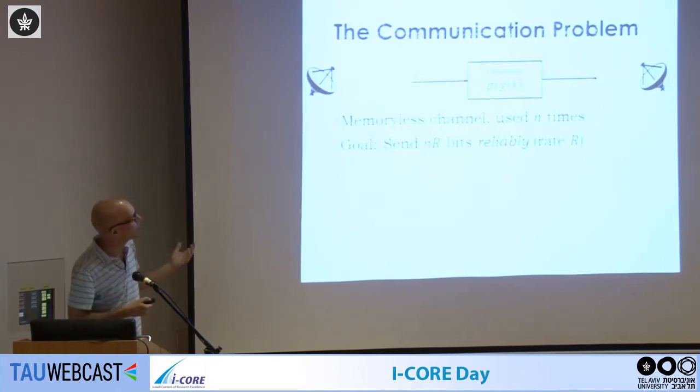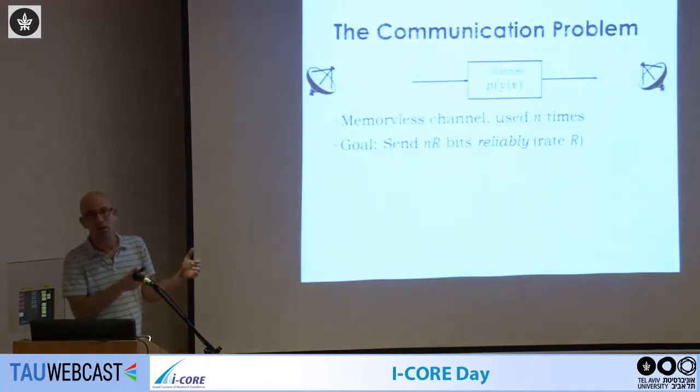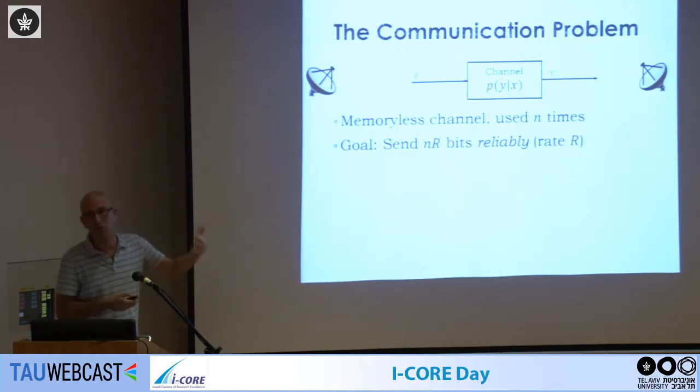The goal of the transmitter is to send, during that time, some number of bits through the channel, let's say n times r. If the channel is used every second, then this would mean a rate of r bits per second has been conveyed over the channel, and you want to do it reliably. We'll define what reliable means in a sec.